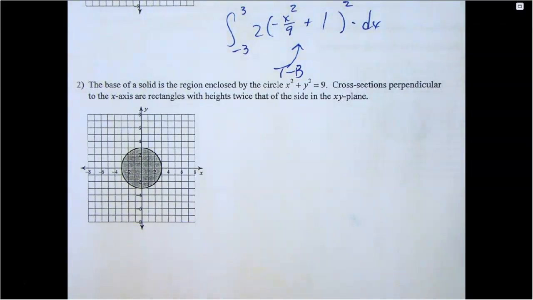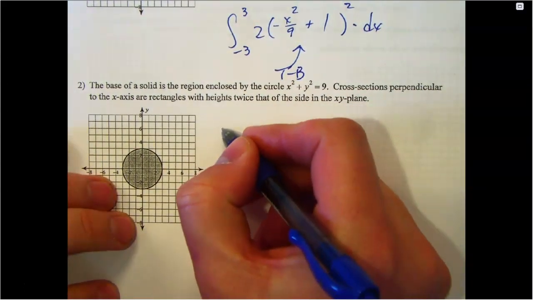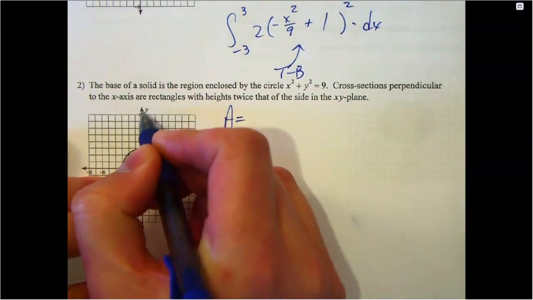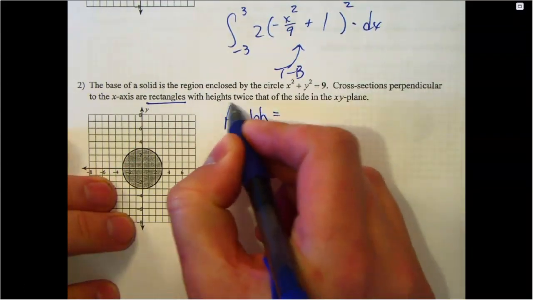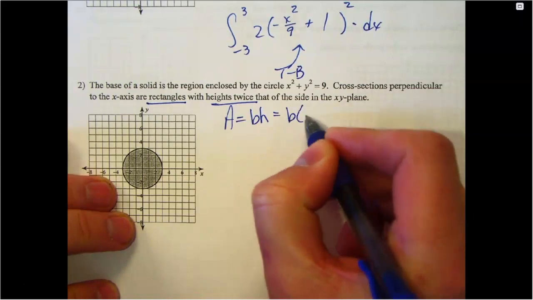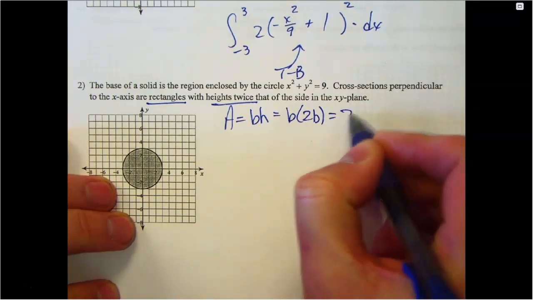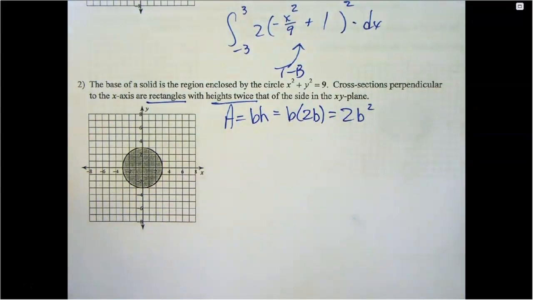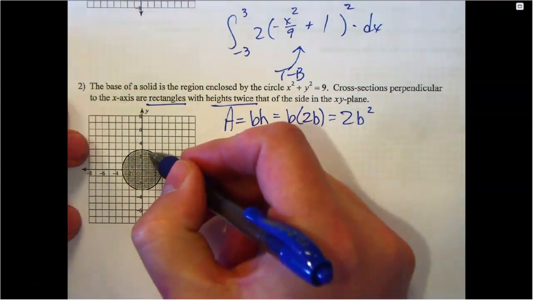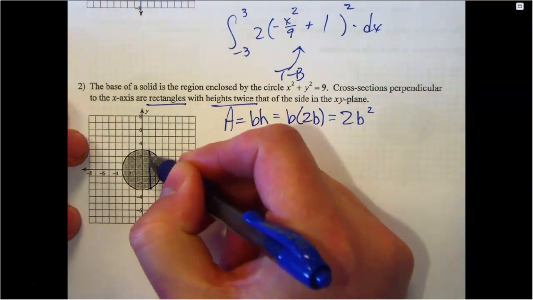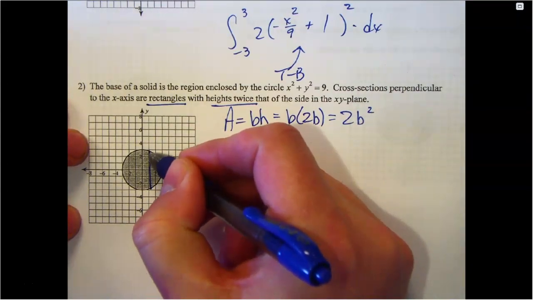Okay. Number 2 here. It's a little bit trickier. Again, I have rectangles. Again, they are twice the height. So again, I get 2b squared. Agree? So what I've got is any rectangle in here.